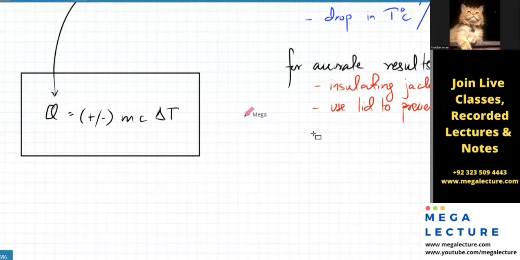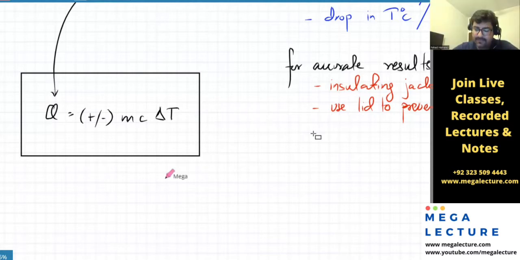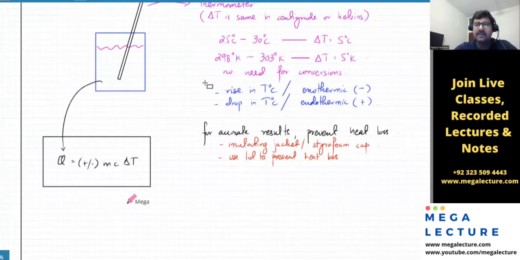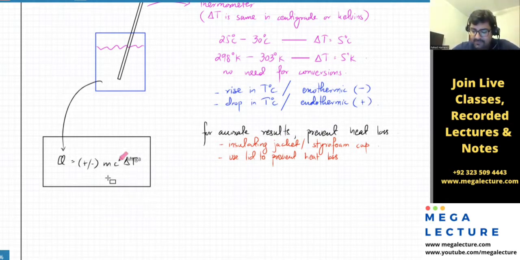I said Q = mcΔT. ΔT we already figured out, right? That is the change in temperature. Now, its sign is an element you can come up with yourself. It's a change of 5. If it goes from 30 to 25 or 25 to 30, it's a change of 5 either way. If it's decreasing, dropping, then it's going to be plus. If it's increasing, it's going to be exothermic. So you can come up with the sign, and you can measure ΔT yourself.